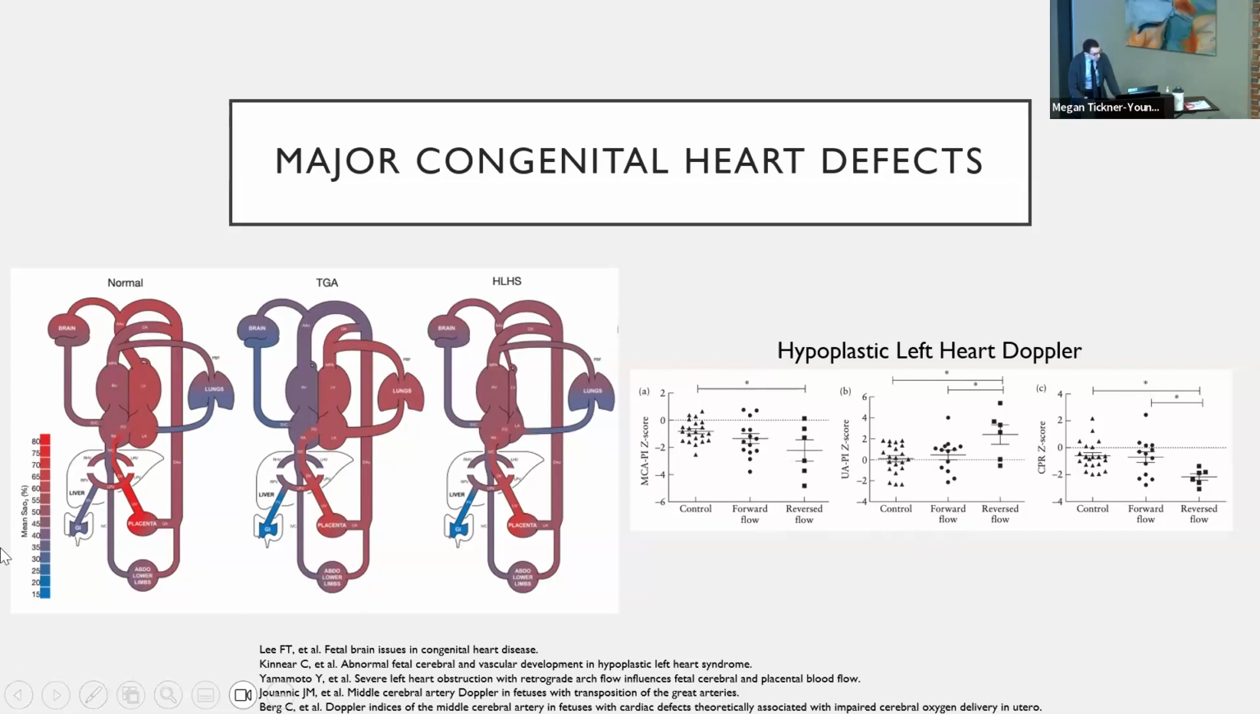With transposition of the great arteries, you can sometimes see an abnormal MCA. Your oxygenated blood is pumped through the pulmonary vasculature and goes through the ductus arteriosus to the lower extremities. And there's data that shows both a reduced MCA-PI as well as others that really haven't shown a significant difference compared to controls. And there are multiple hypotheses for this.